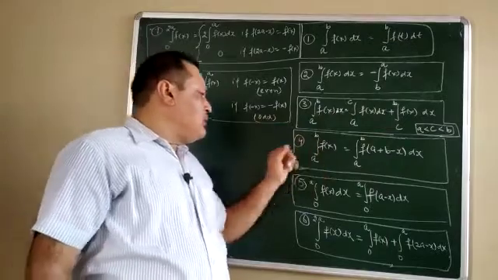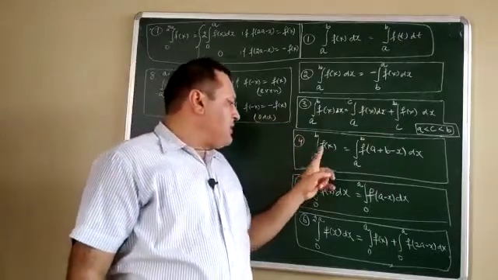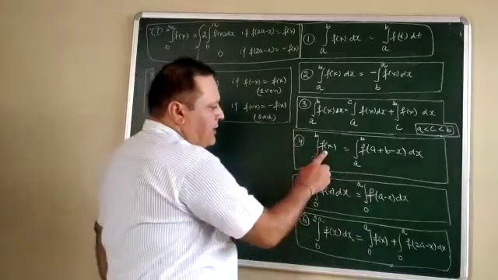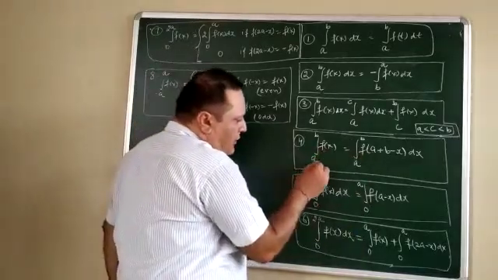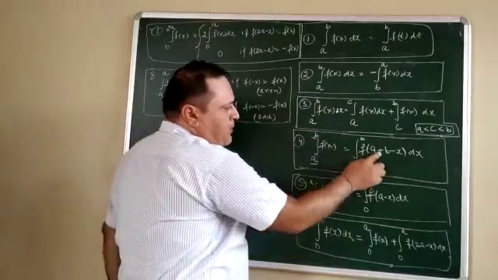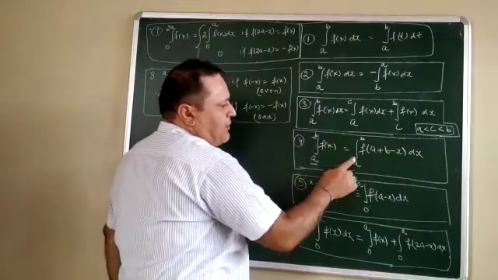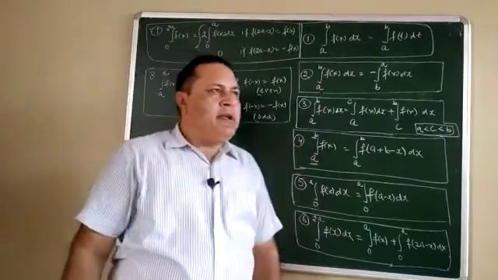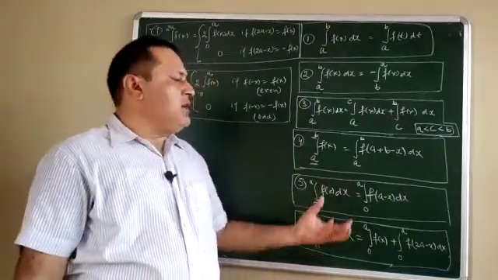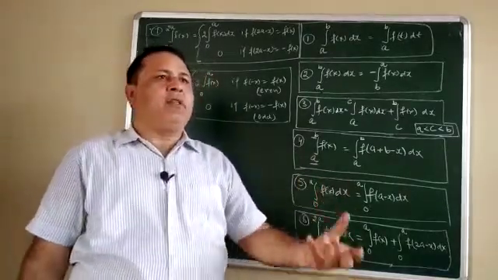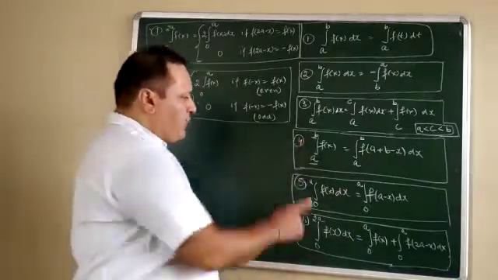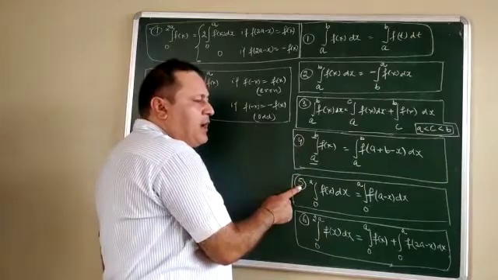Now property number 4. f of x dx from a to b is equal to f of (lower limit plus upper limit minus x), the limit remains the same, a to b. This property is mainly applied when the function contains a large power or a power in the form of fractions. In that case we utilize this property. Properties 4 and 5 are exactly the same.